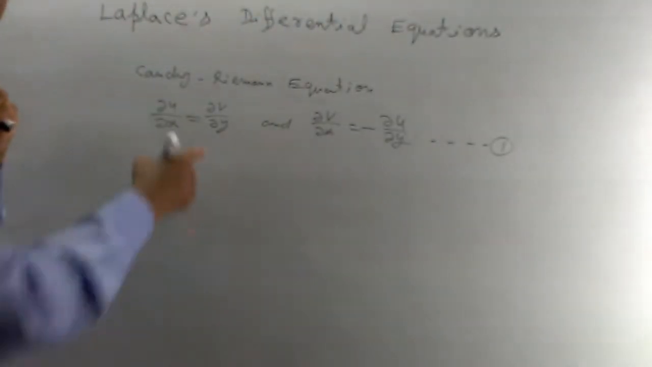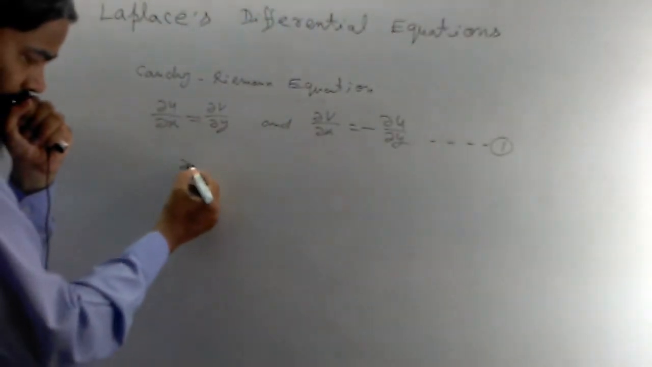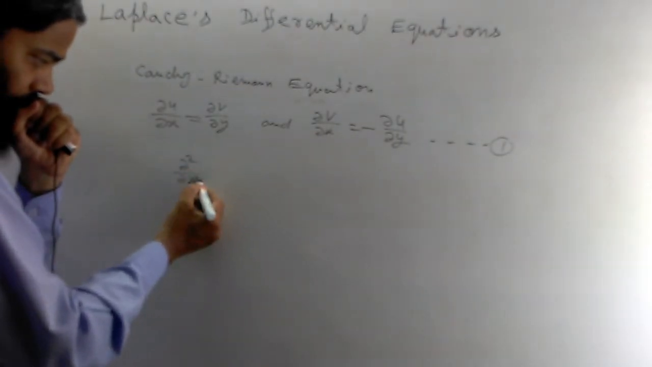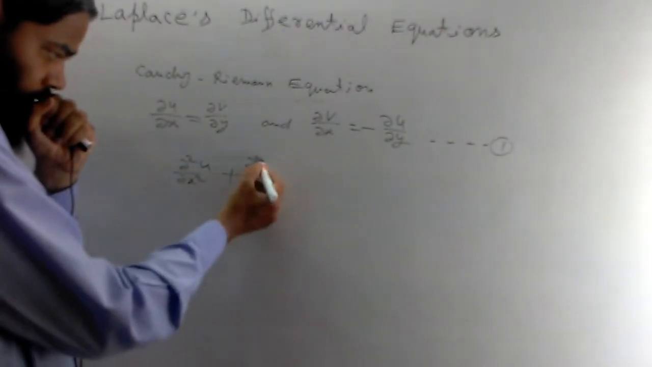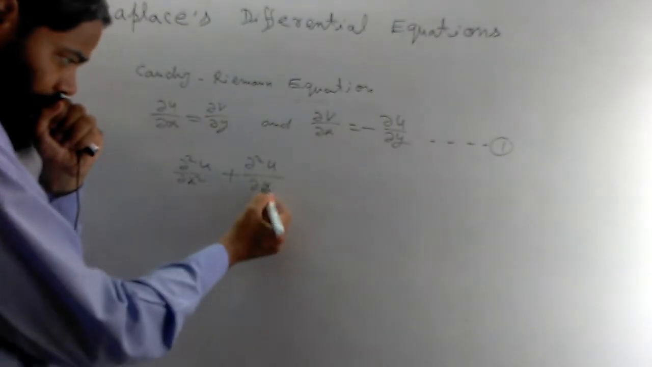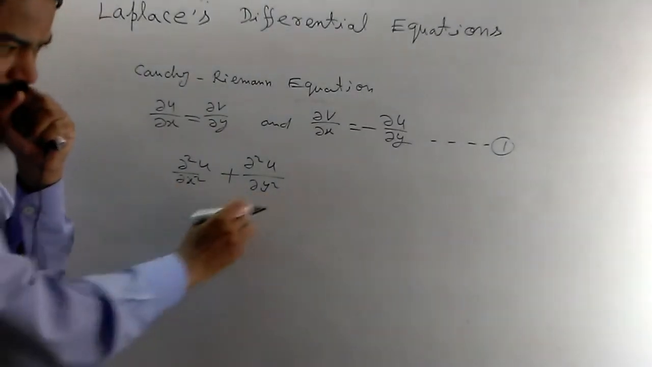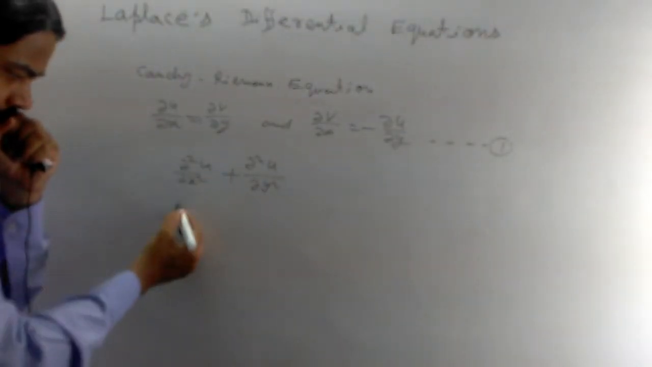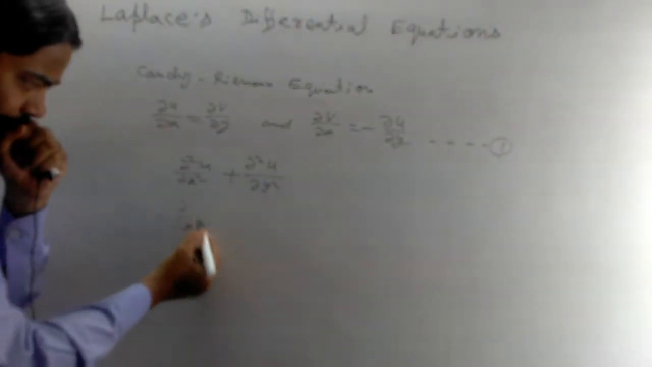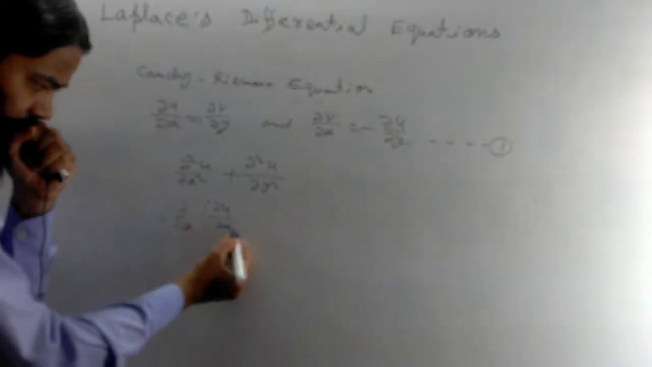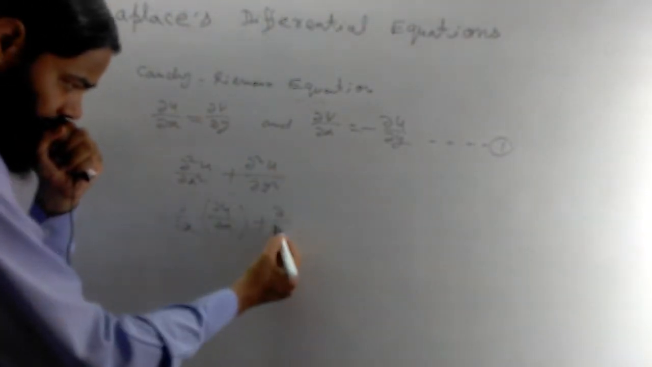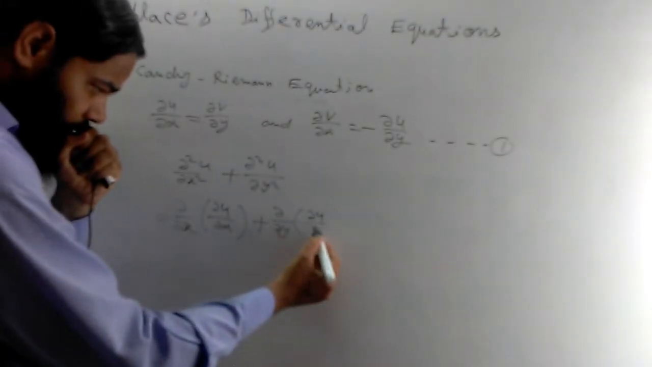First we prove the Laplace equation for the real part of the complex function, which is u. So we have to prove this expression equal to 0. We can write this as del over del x of del u over del x. Similarly, this term can be written as del over del y of del u over del y.